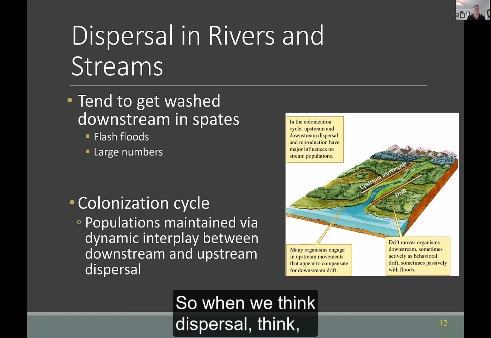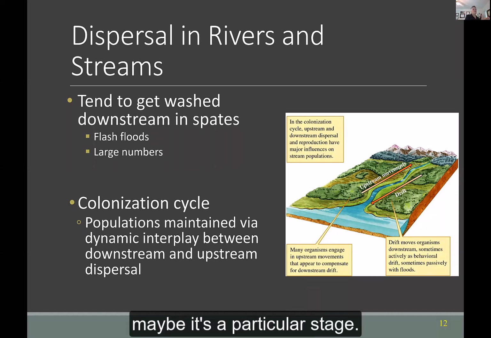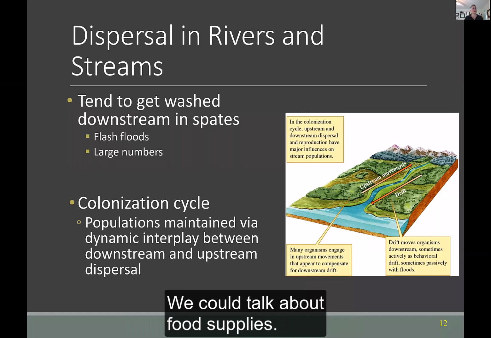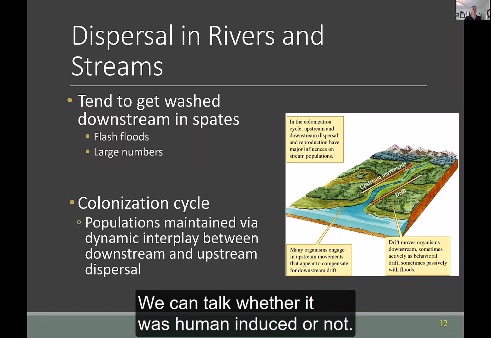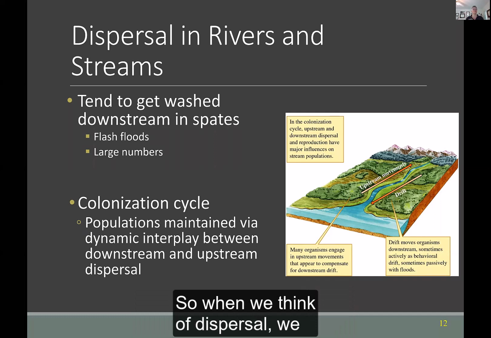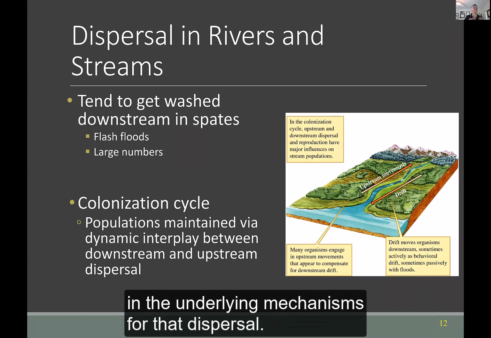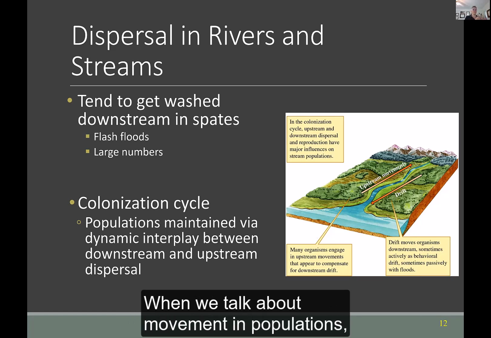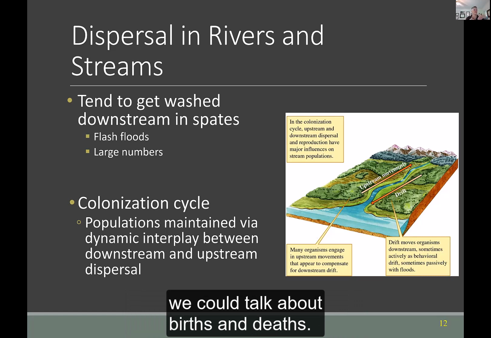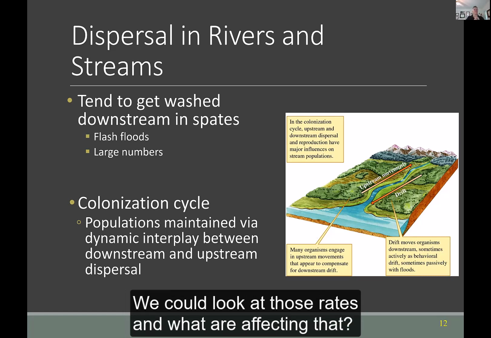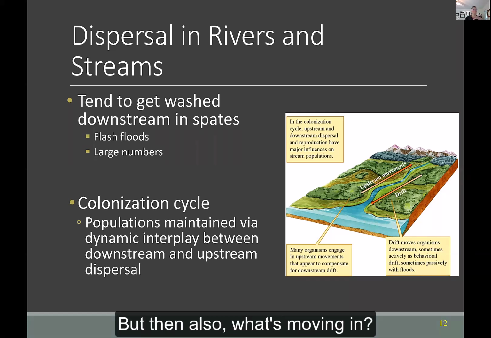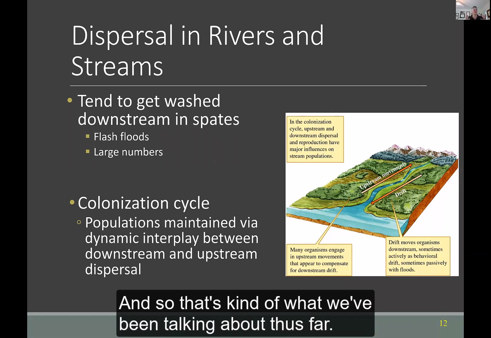So when we think of dispersal, maybe it's a particular stage. We could talk about food supplies. We can talk about whether it was human induced or not. So we can think of dispersal in lots of different ways, and the underlying mechanisms for that dispersal. When we talk about movement in populations, we could talk about births and deaths, and look at those rates and what is affecting them, but then also what's moving in and what's moving out. That's what we've been talking about thus far.